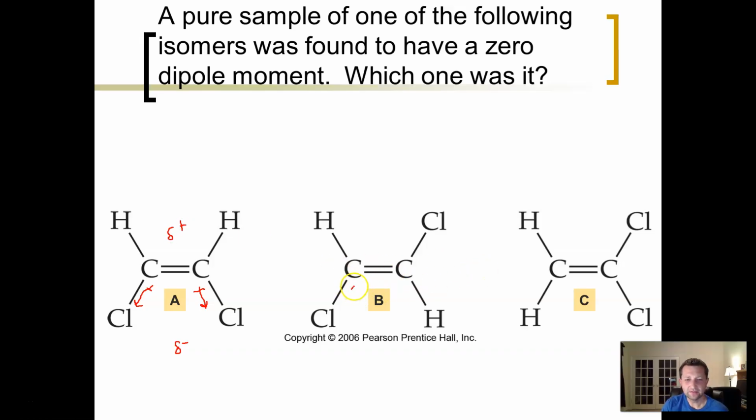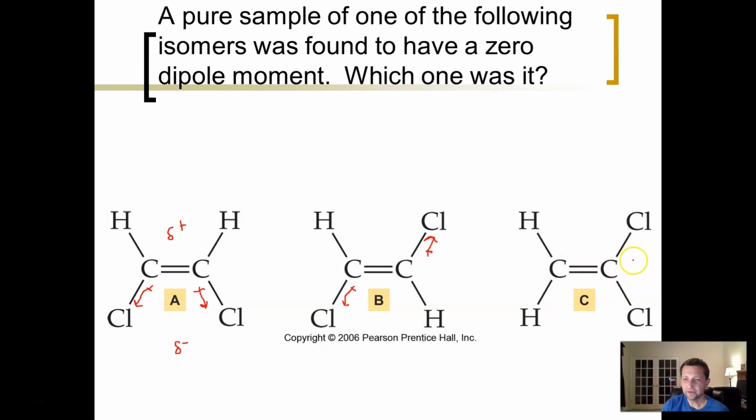Here I have a dipole arrow down and to the left. Here I have it up and to the right. Sorry, it's so sloppy. So think about this. I have down to the left, up to the right. That pretty much cancels out, right? So I don't think I'm going to have a dipole moment here at all.